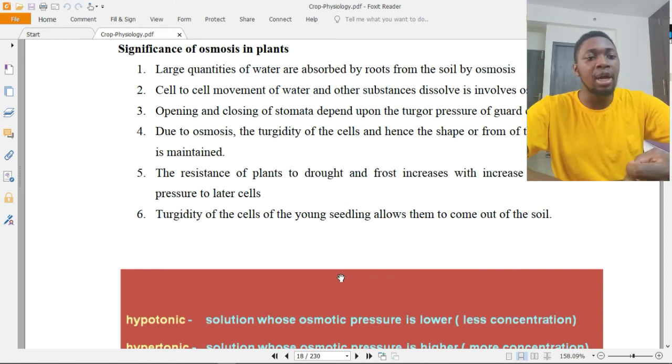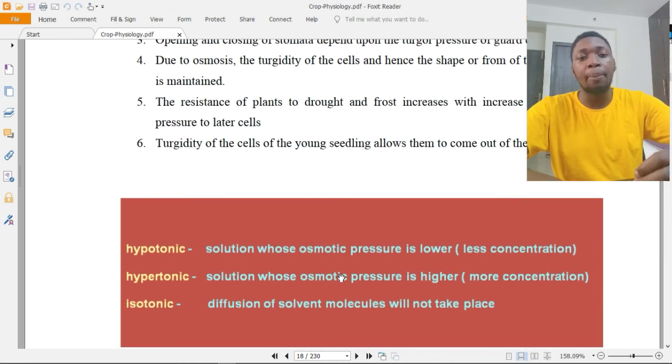Turgidity of the cells of the young seedlings allows them to come out of the soil. So this is the end of osmosis in plants, and we talked about hypotonic, hypertonic, and isotonic. In summary, hypotonic are those solutions whose osmotic pressure is low, and hypertonic those solutions whose osmotic pressure is high. And isotonic, diffusion of solvent molecules will not take place, meaning those solutions will have equal and same concentrations.